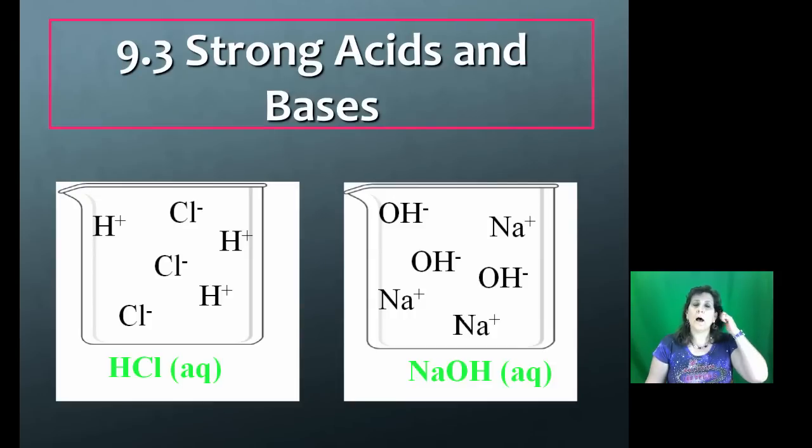Here's a picture of the strong acid and the strong base. So we can see in the picture that HCl is completely composed of ions. H+ Cl-, H+ Cl-, H+ Cl-. All ions. That is strong. Look at the NaOH. We got Na+, OH-, Na+, OH-, Na+, OH-. All ions. Again, all ions is strong. Strong acid or base when we have all ions.